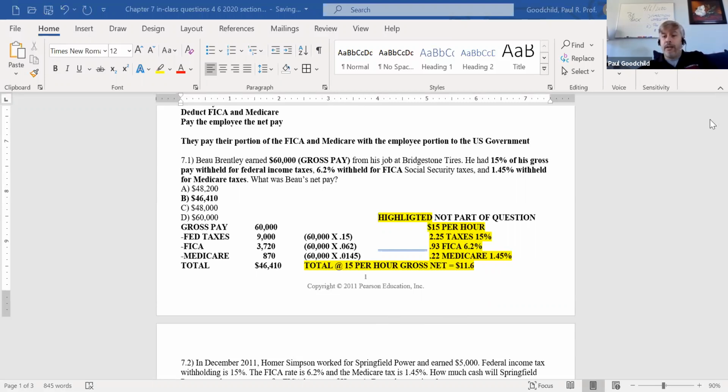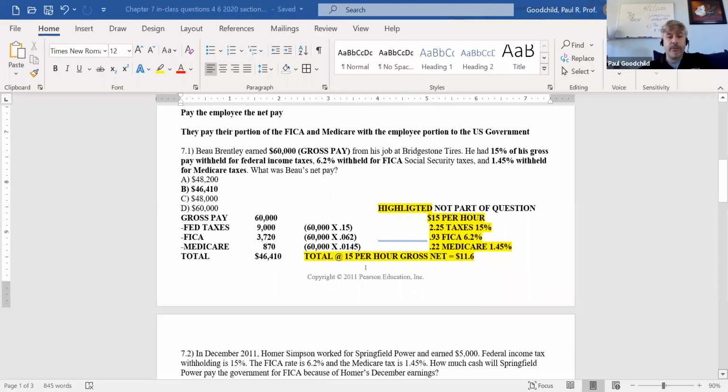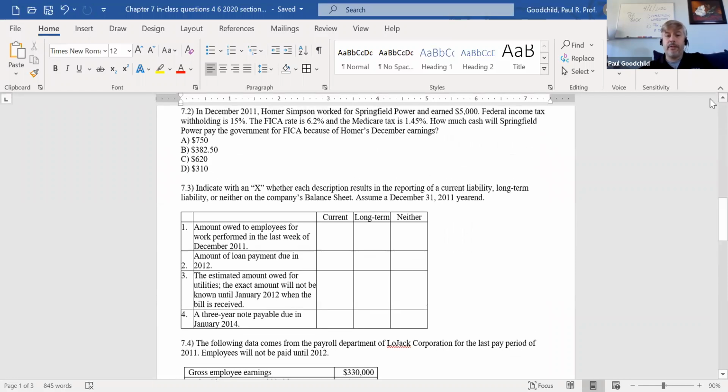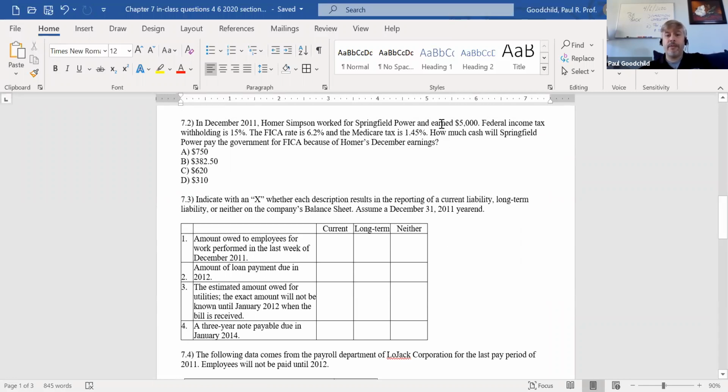So let's take a look at number 2. Let's scroll down. Everybody's favorite cartoon character, Homer Simpson, worked for Springfield Power and earned $5,000. Federal income tax withholding is 15%, FICA 6.2, 1.45. But the question says, how much cash will Springfield Power pay the government for FICA because of Homer's December earnings?